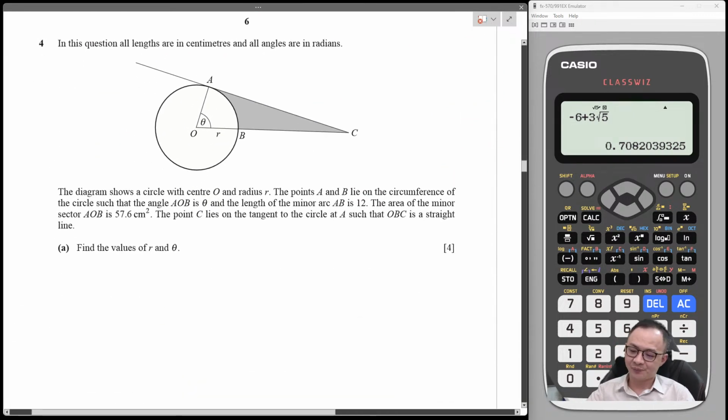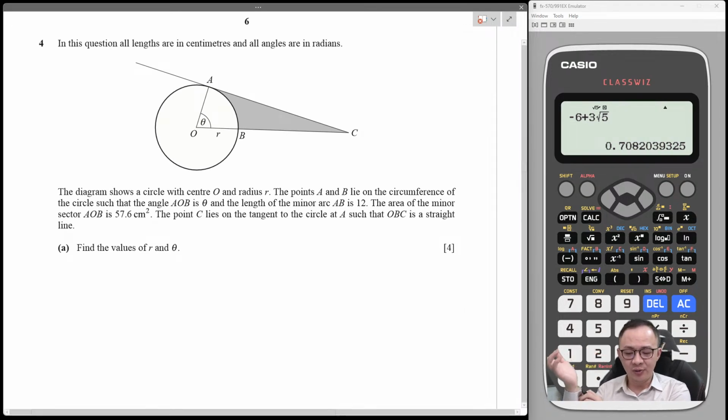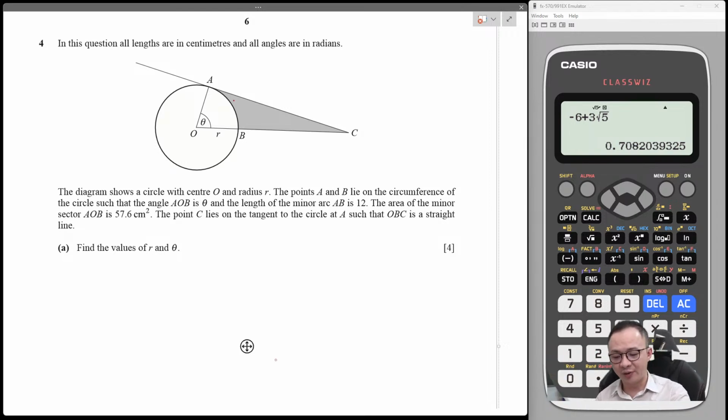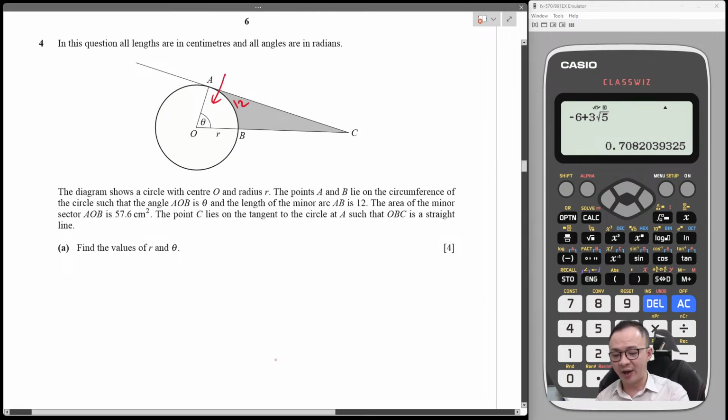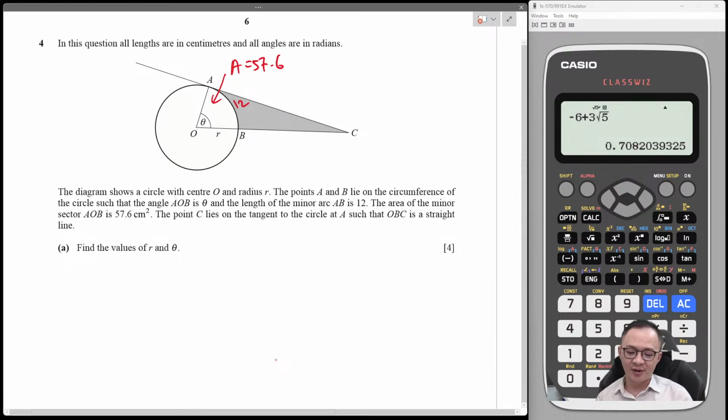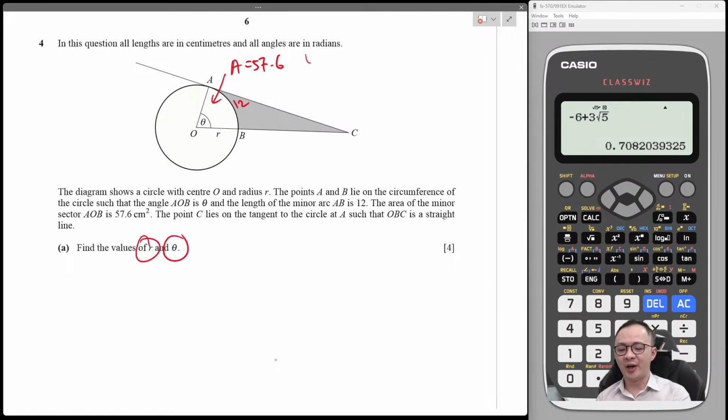Okay, number 4. This diagram shows a circle with the center O. The radius is R. The points A and B lie on the circumference, such that angle AOB is theta, and the length of the minor arc, we know this one is 12. And then the area of the minor sector, we know the area is 57.6. The point C is a tangent. Okay, it's an easy question. You want to find two unknowns, R and theta, so I need two pieces of information. I know an area, I know an arc length, easily got two pieces of information.